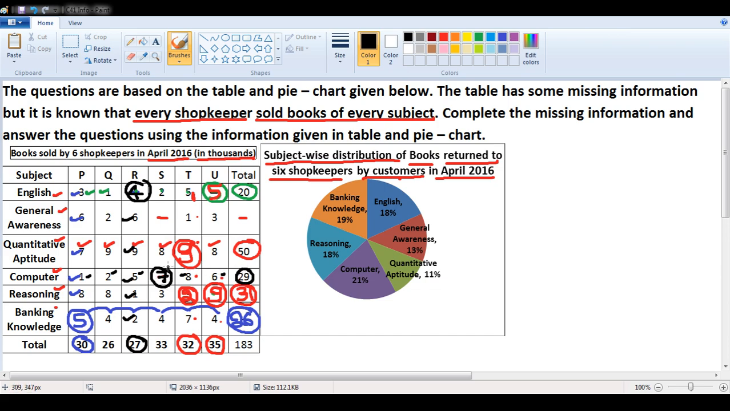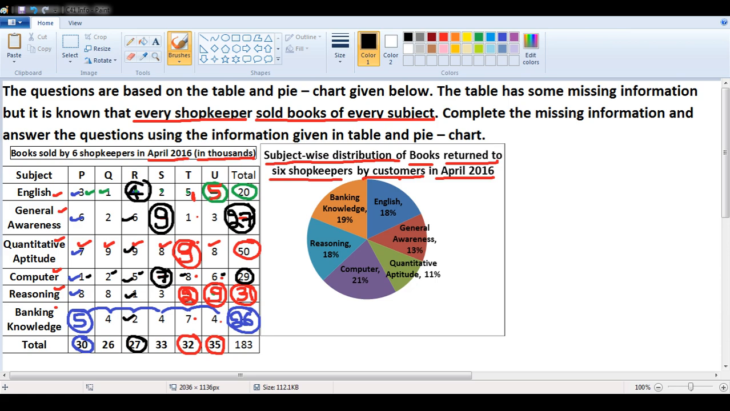If this becomes 7, this will become 9 if I do in the same process. If this becomes 9, this will become 27 in the same process. All the values can be filled. I hope it is clear. Once you fill all the values, let us move on to our first problem right now.